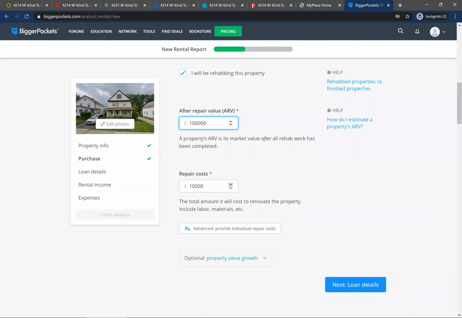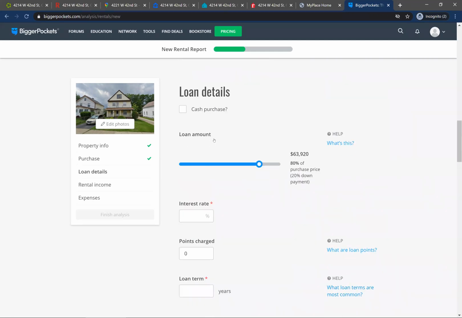So this is some sort of art, not exact science. If you go through the other listings, you will have a better idea of what the after repair value would be. If we think about buying with cash, then you will click this one.